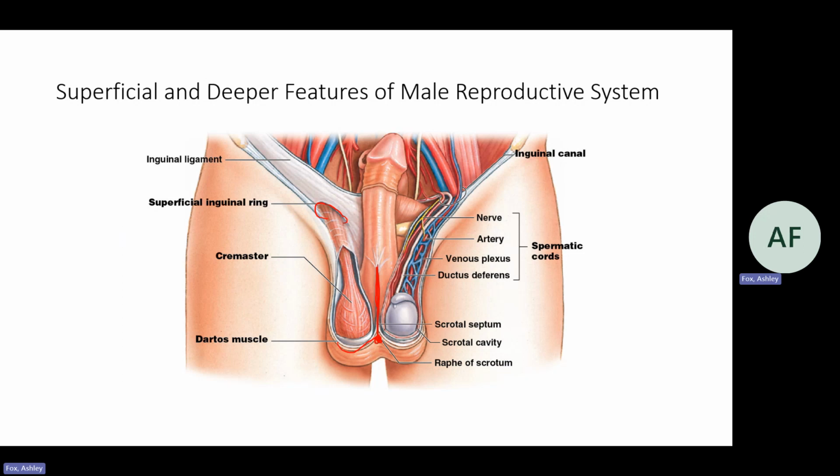And then we have the inguinal canal, which starts at the superficial ring, kind of going through. So we have the inguinal canal going through the abdominal wall and then into the abdomen.